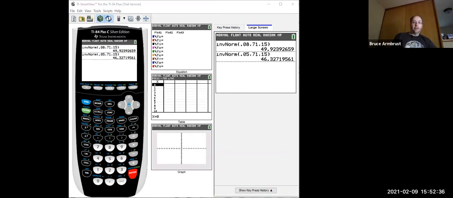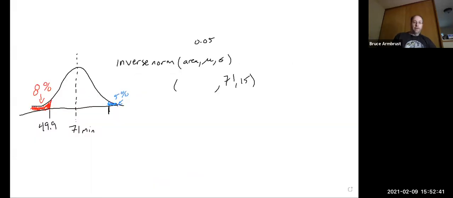Okay, so let's go back to the picture. Think about where 46.27 or whatever is. That's actually down here. So when we went with 0.05, we didn't actually get the number we wanted.